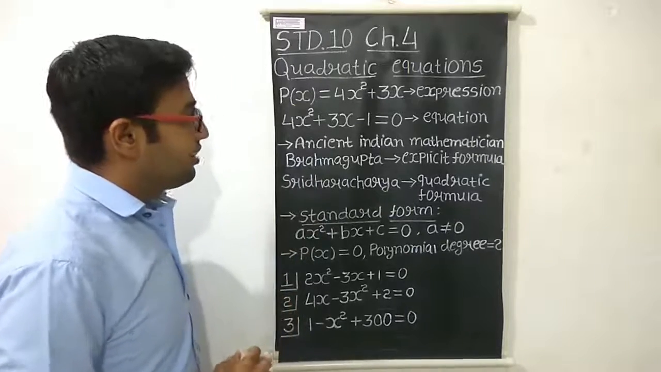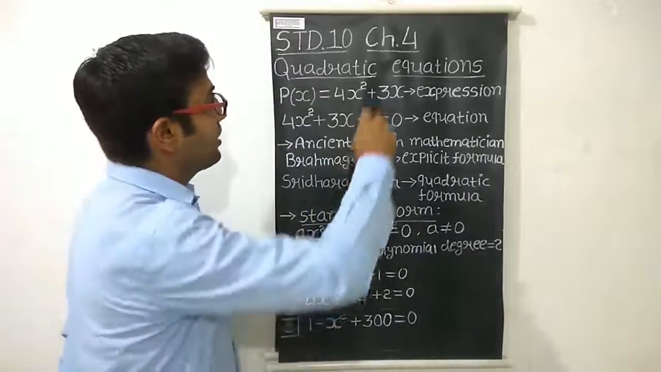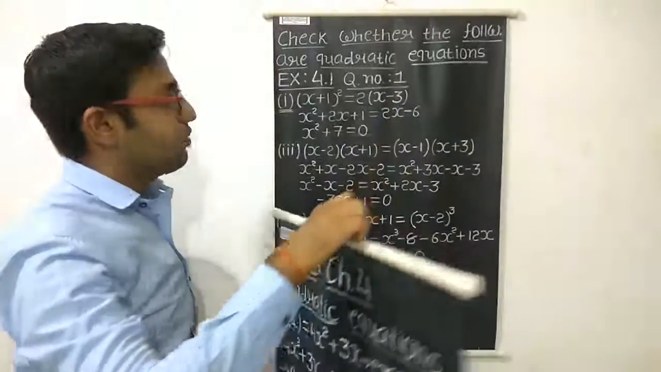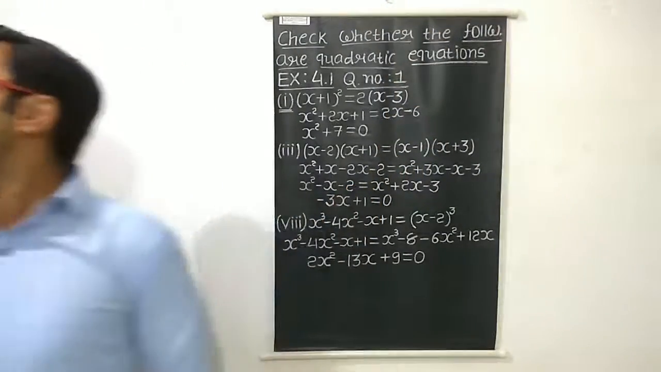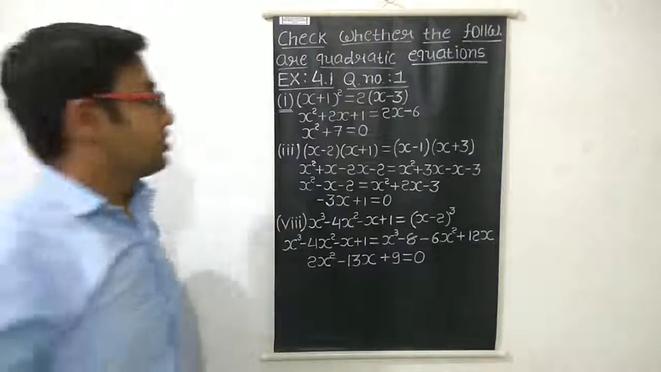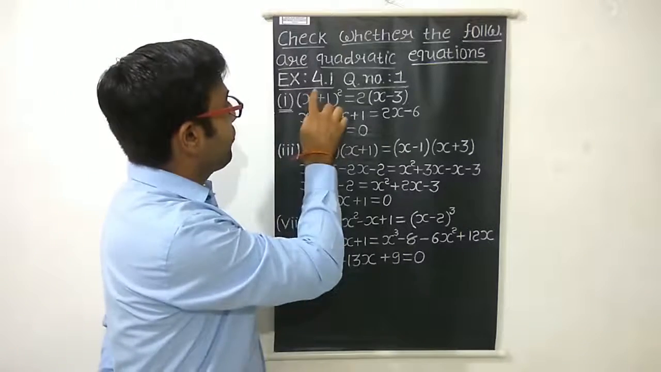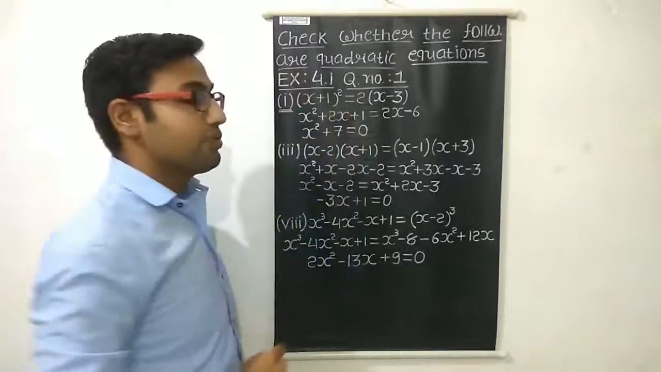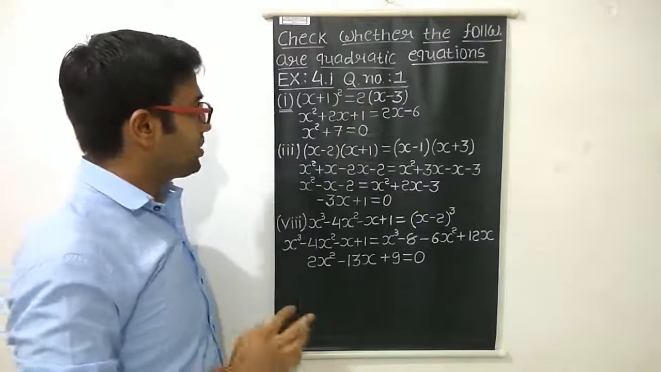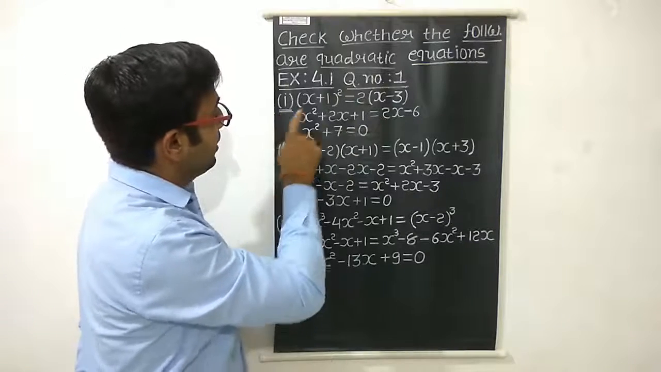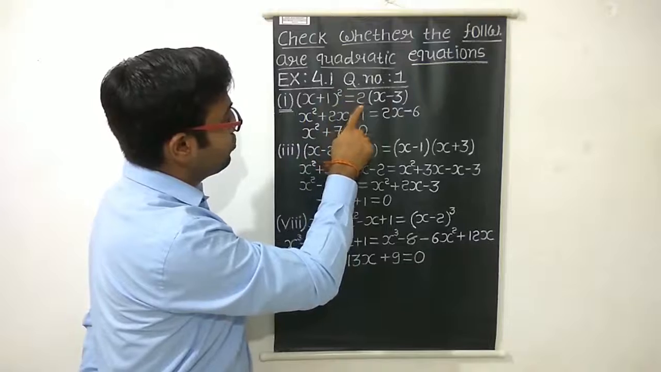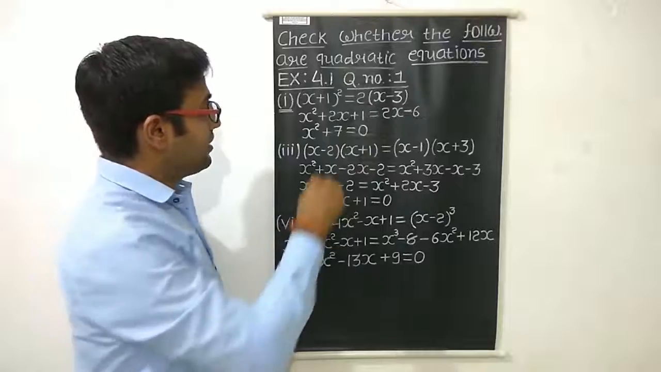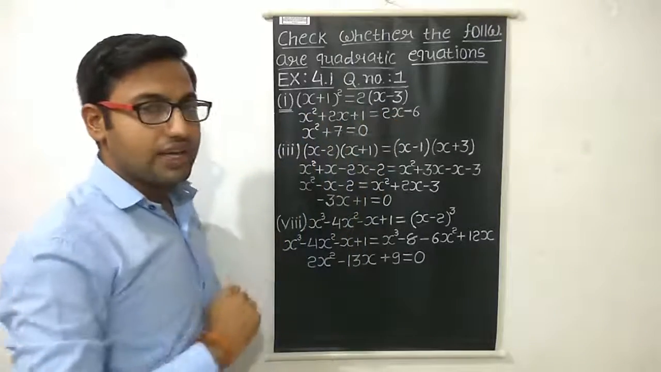Now we will study some examples and decide whether they are quadratic equations or not. This is a question from exercise 4.1. Question number 1: check whether the following are quadratic equations or not. The first equation given is x plus 1 whole square is equal to 2 times the bracket x minus 3. We have to decide whether this equation is a quadratic equation.